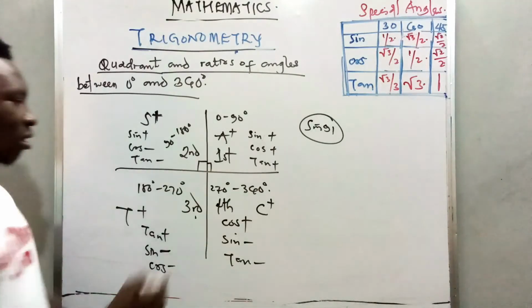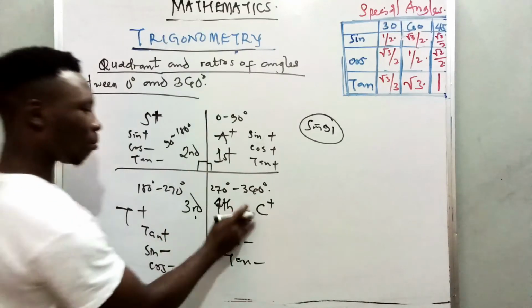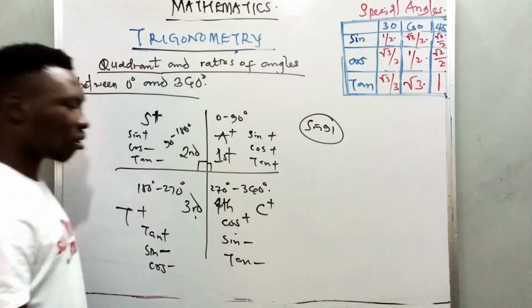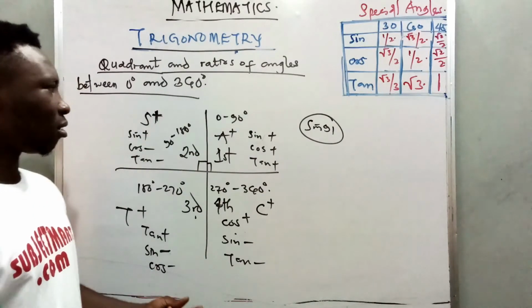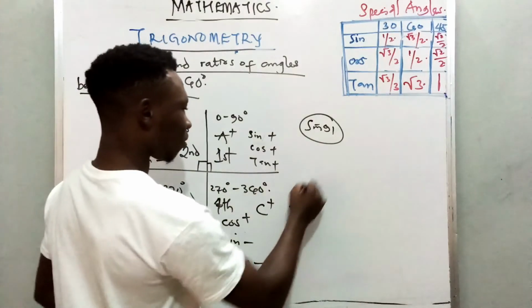Okay, so proceeding to the fourth quadrant, only cos is positive. Only your cos is positive in the fourth quadrant. Now, there are acronyms to represent this. You can start from here.